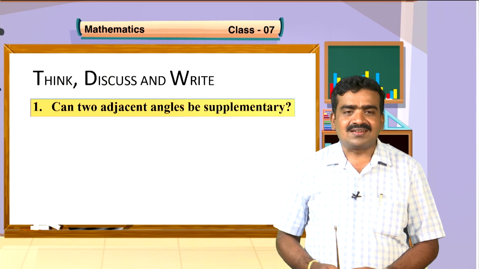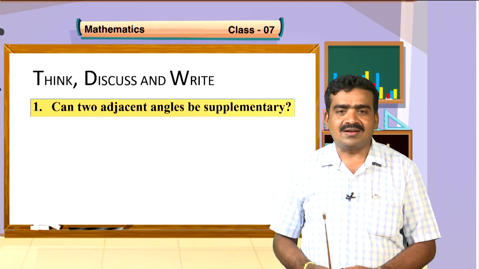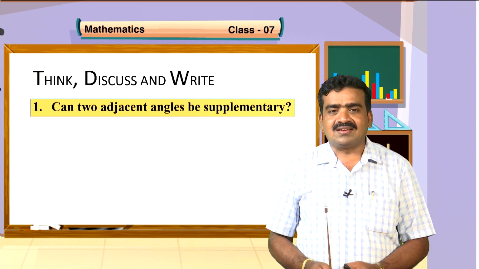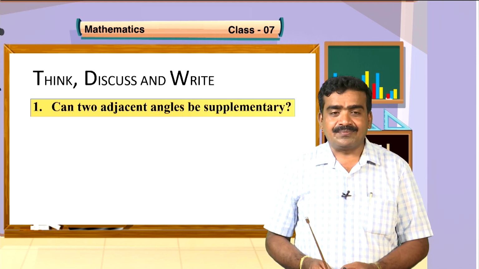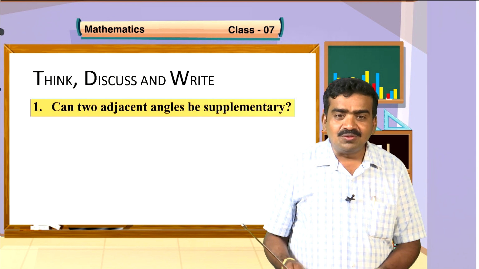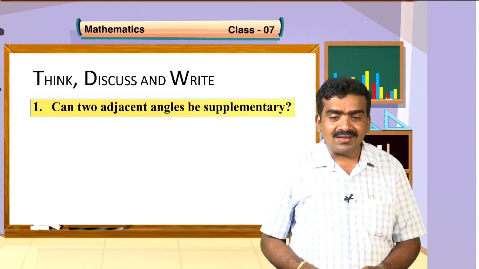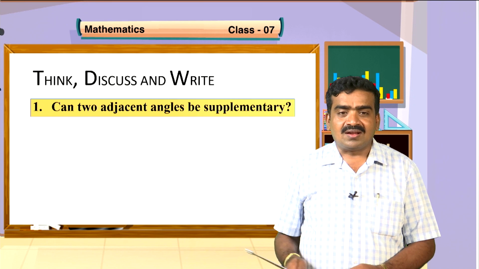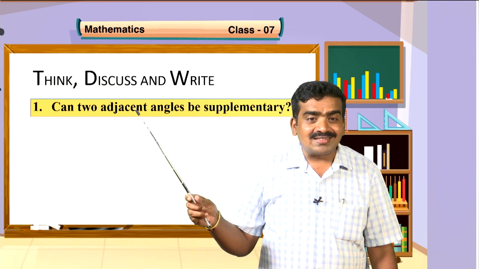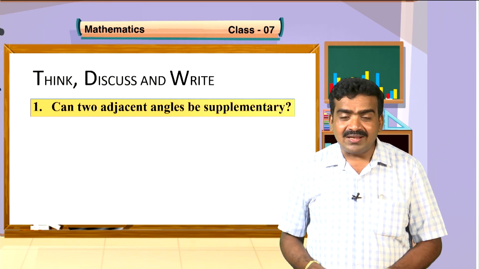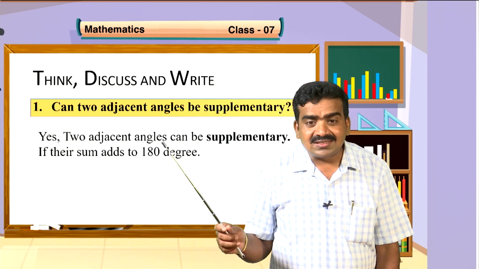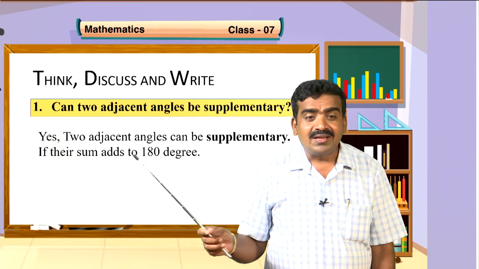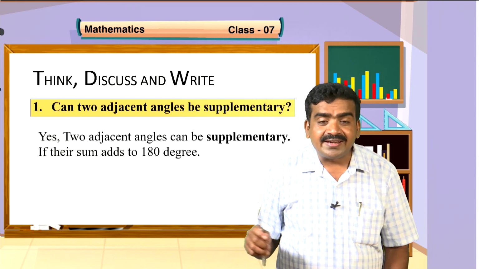Let us have a more important, interesting fact about adjacent angles. Think, discuss and write. Can 2 adjacent angles be supplementary? That means, can 2 adjacent angles form supplementary angles? Let us check. Yes, 2 adjacent angles can be supplementary if their sum adds to 180 degrees.